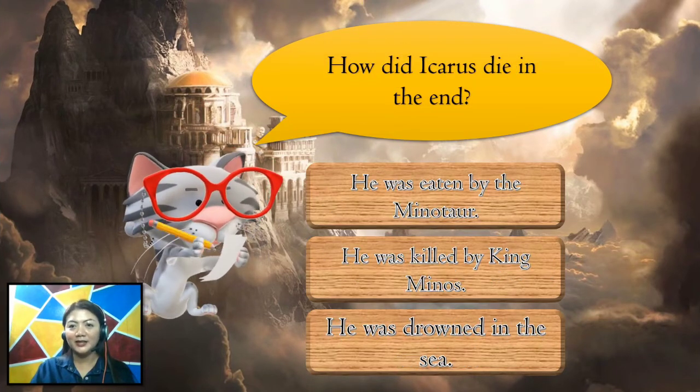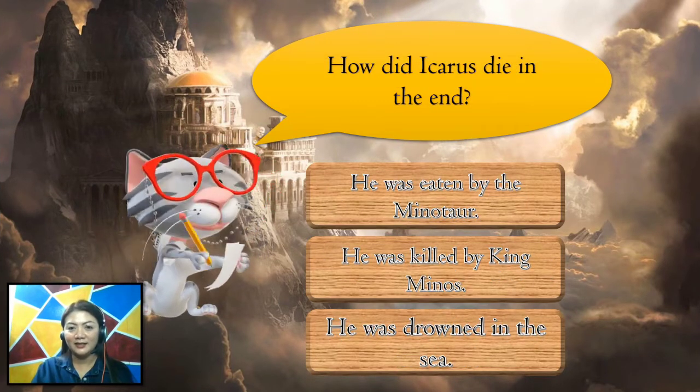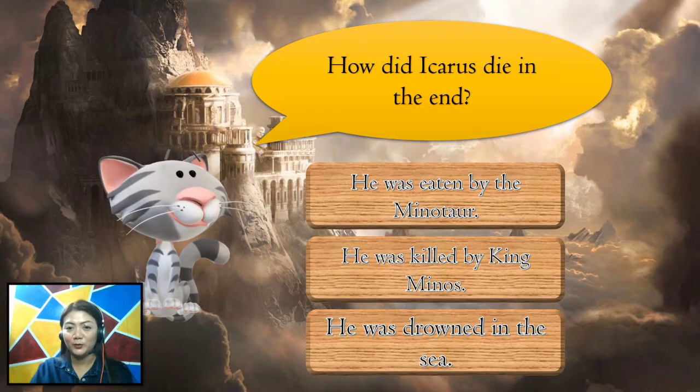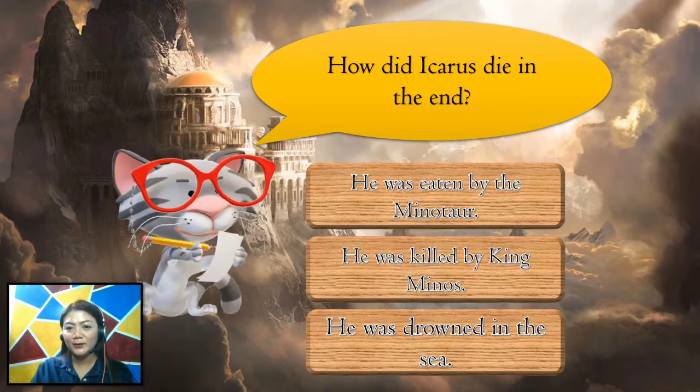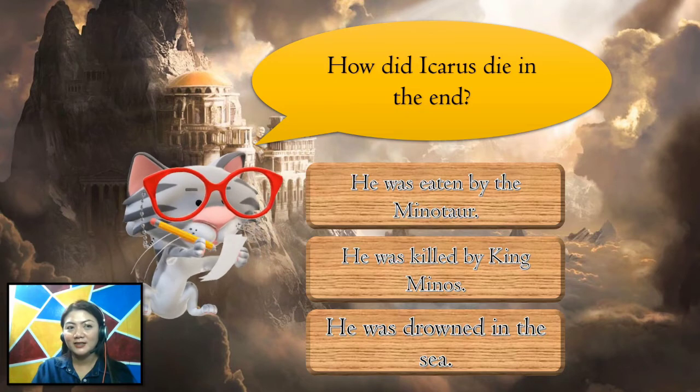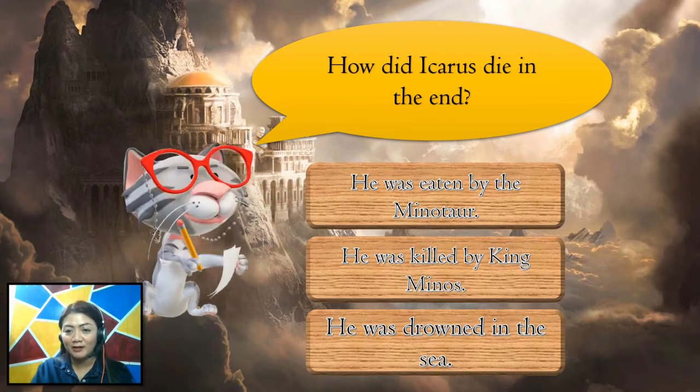How did Icarus die in the end? Is it he was eaten by the Minotaur? Or he was killed by King Minos? Or is it he was drowned in the sea?